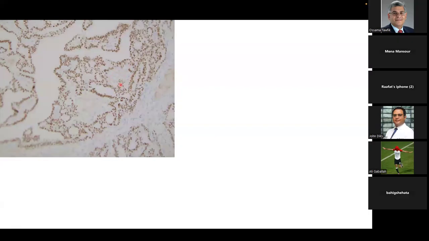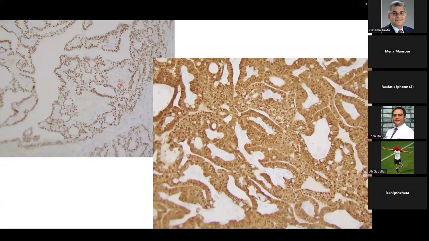PAX8 was negative, which is unusual. And this stain, I'm not sure if anyone can guess the stain, but it's very strong cytoplasmic positivity. And also, if you look a little bit more, wait, let's see. Someone said in the chat. Oh, yes, Muhammad. Yes, that is beta-catenin, right? So if you look closely, you'll see that there's nuclear positivity of beta-catenin.